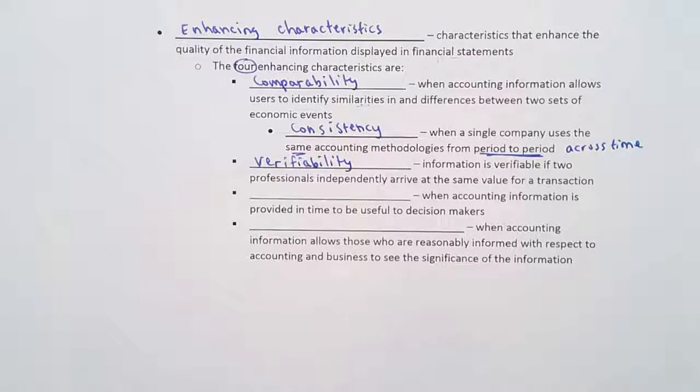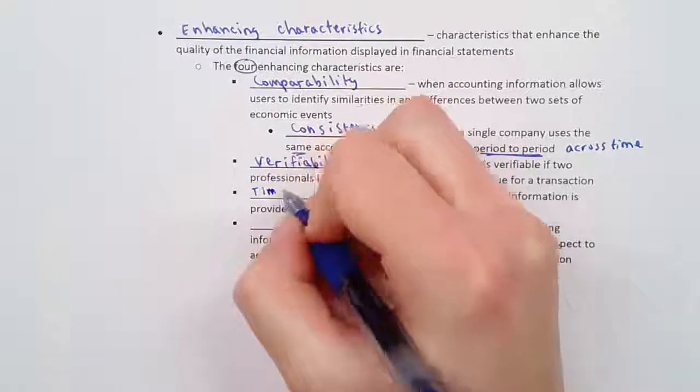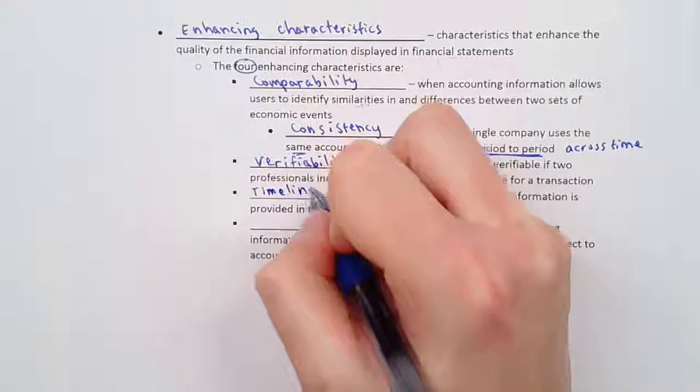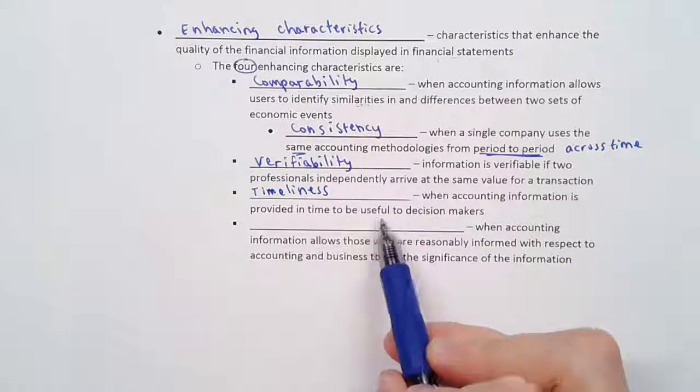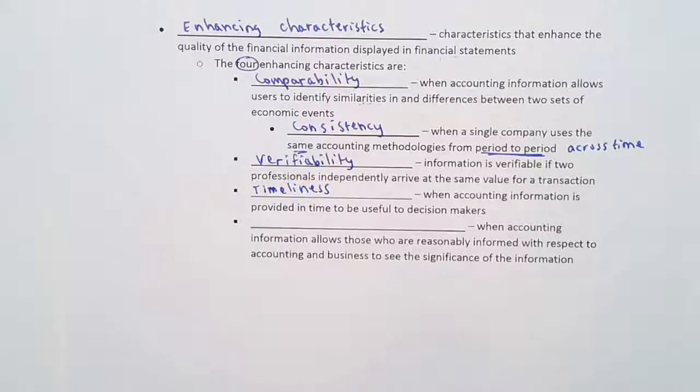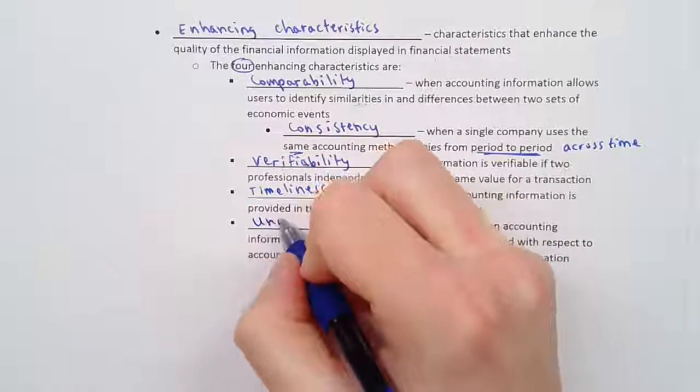Okay, the next one is timeliness. This one's relatively straightforward. It just means that the accounting information is provided in time to be useful to decision makers, right? We want to provide it sooner rather than later, and that's why there's a lot of stringent requirements for companies to get information out fast, especially if they're publicly traded and under the purview of the SEC. Okay. The last enhancing characteristic would be understandability.